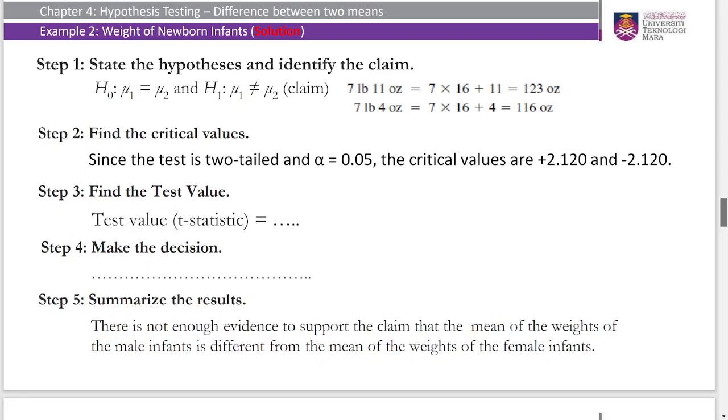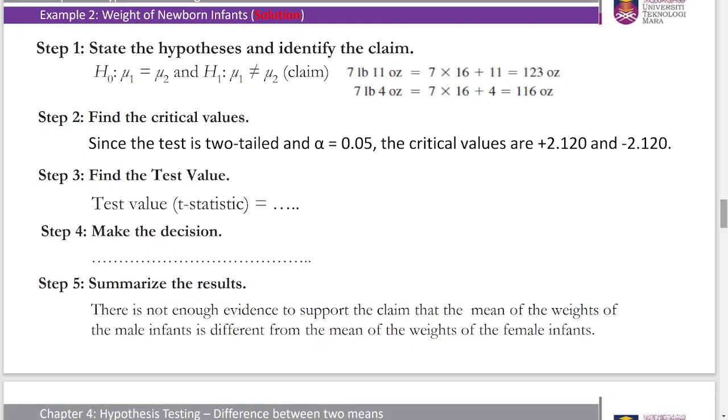So first of all, you have to test. State the hypothesis and then state your claim. So what is your hypothesis and what is your claim? And then you have to determine the critical values. So in this case, the critical values will be plus 2.120 and negative 2.120.